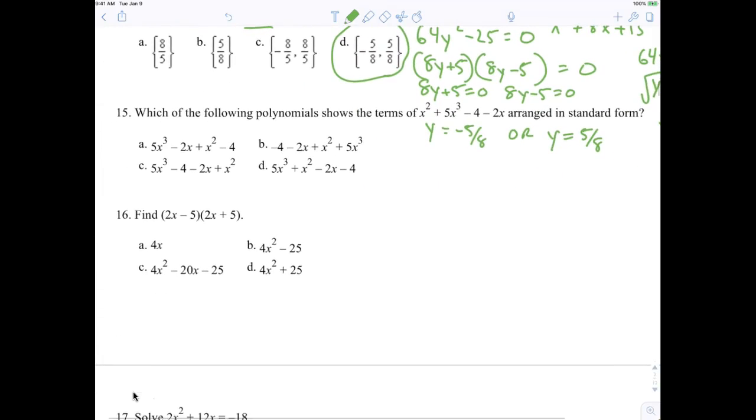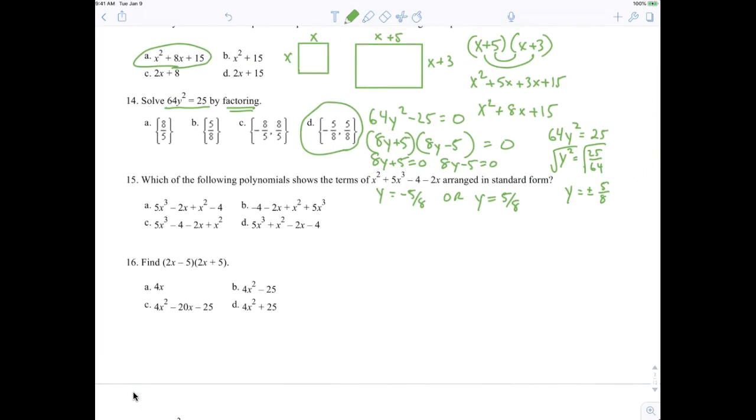All right, remember now, standard form is just the largest exponent to the smallest exponent. All right, let me shrink this down out of the way a little bit.